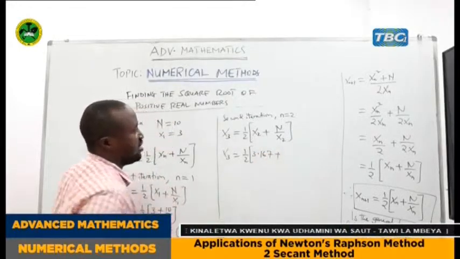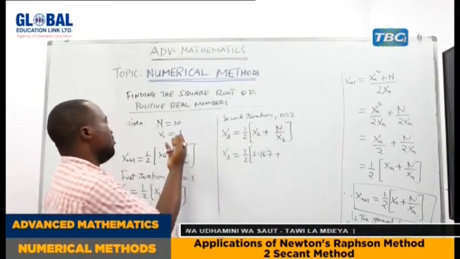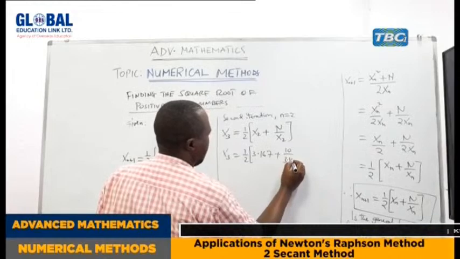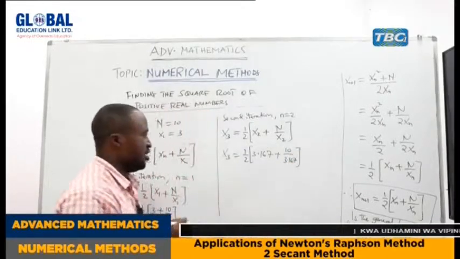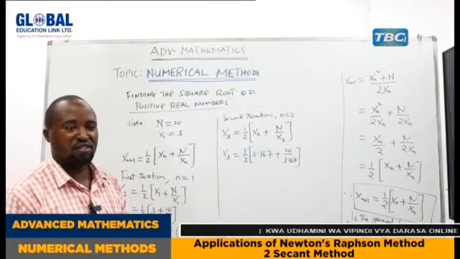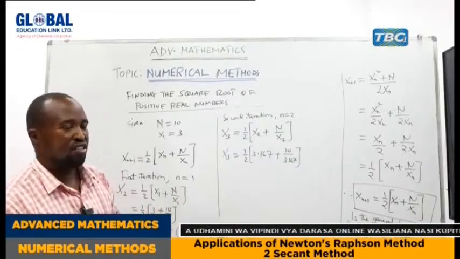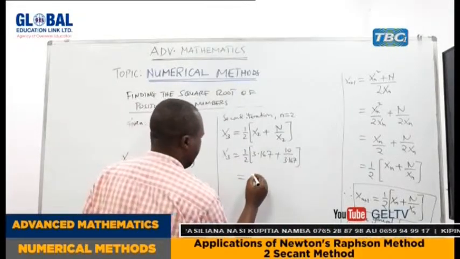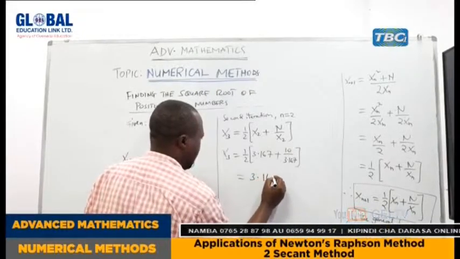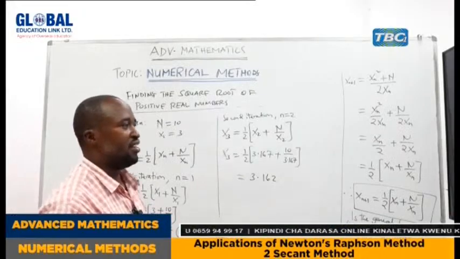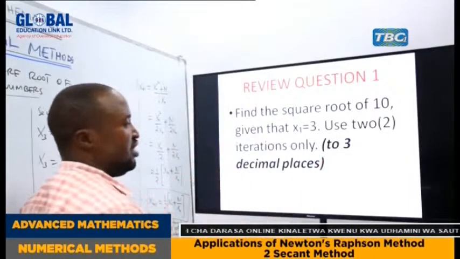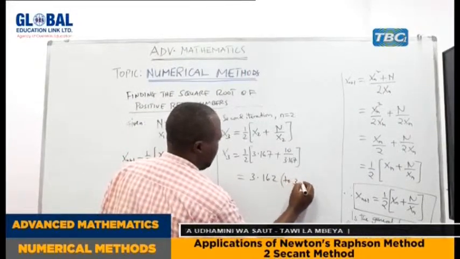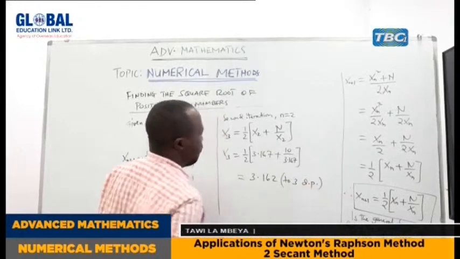We have x2, so x3 will be equal to a half bracket of x2, which is 3.167, plus, our n remains the same, that is 10, so it is 10 over 3.167. Now, my dear student, you can use your calculator to find x3. So our approximation will be 3.162. Again, remember to maintain the number of decimal places, that is to 3 decimal places. So our answers always must be to 3 decimal places.